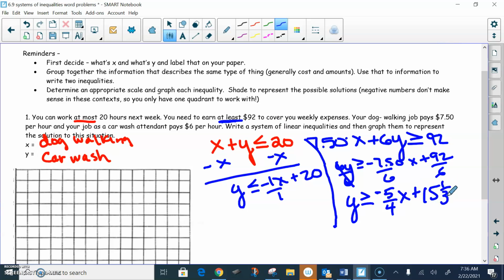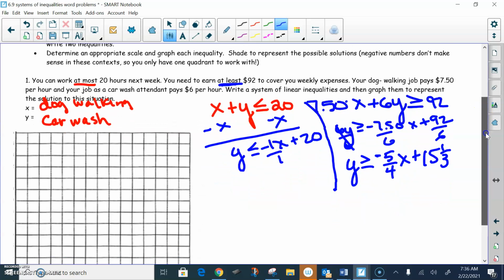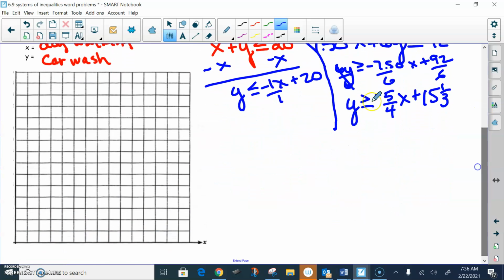Okay, great. Now we decide on our scale. I look at my two y-intercepts. I need to get up to 20 and I need to get up to 15 1/3, so I think I'm going to go by 2's. My first y-intercept is 20. We said that our y is car washing, so this is car washing over here, and this is dog walking, the number of hours we're going to work. Going by 2's: 2, 4, 6, 8, 10, 12, 14, 16, 18, 20. Right there, that's our y-intercept.